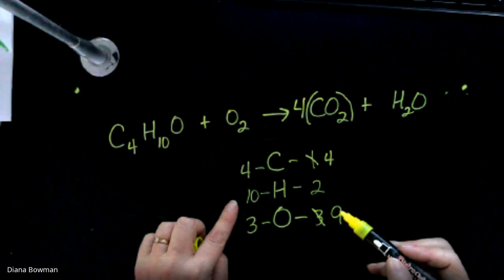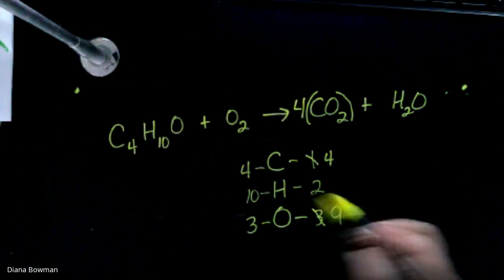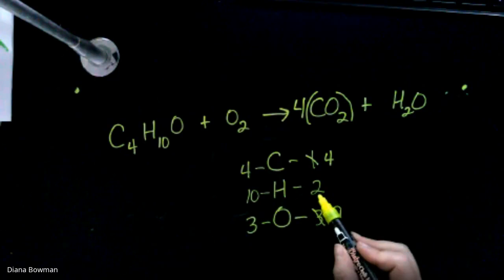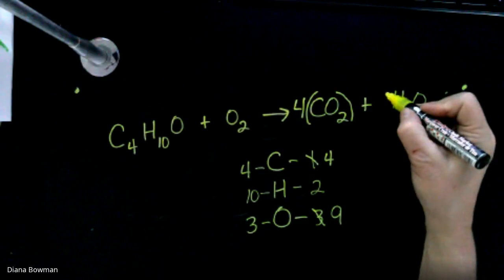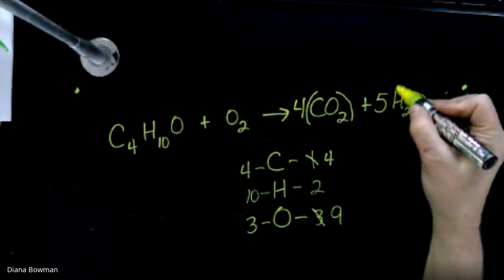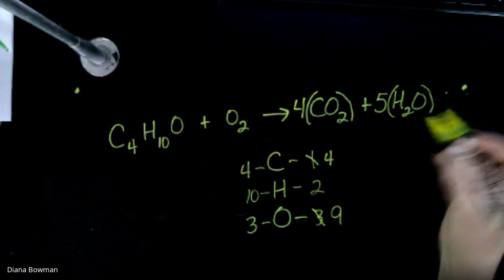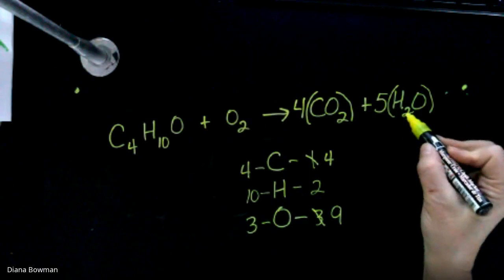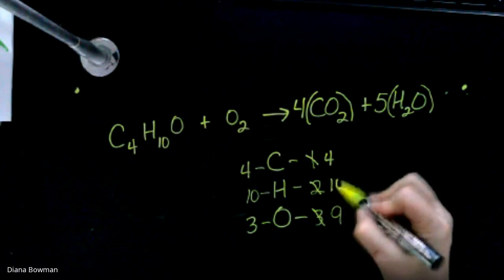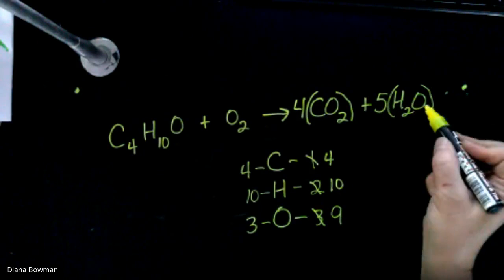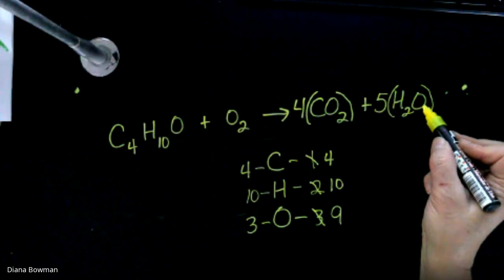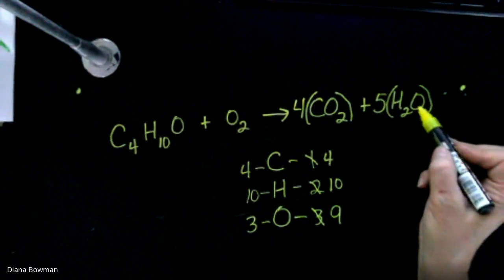So for the hydrogens, we've got 10 on this side and 2 on that side. What if I put a 5 here? If I put a 5 there, that's going to be 5 times this whole quantity. 5 times 2 gives me 10 hydrogens. But it also gives me how many oxygens? It gives me 5. So now let's add up all of our oxygens.